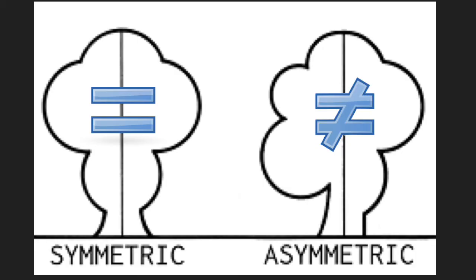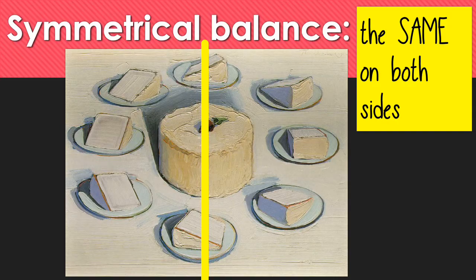Symmetrical balance and asymmetrical balance. Symmetrical balance means they are relatively the same on both sides. So I draw a line right in the middle of this painting, and they're not identical, so it's not a mirror image, but they feel visually the same on both sides. Our cake in the middle is cut in half, and then we have relatively the same amount of visual weight on the left as we do on the right.